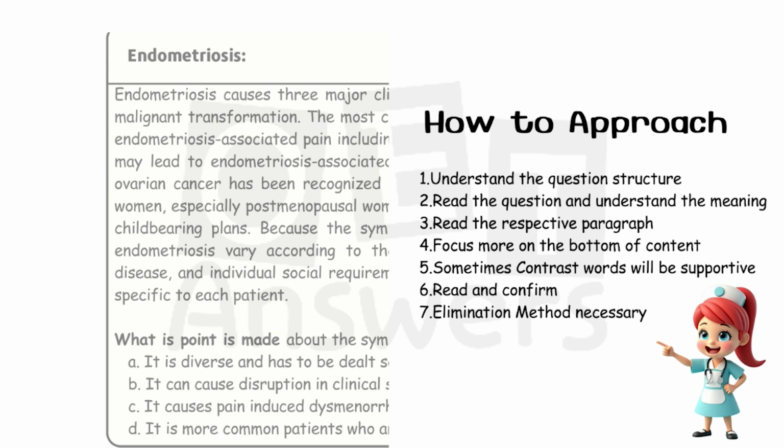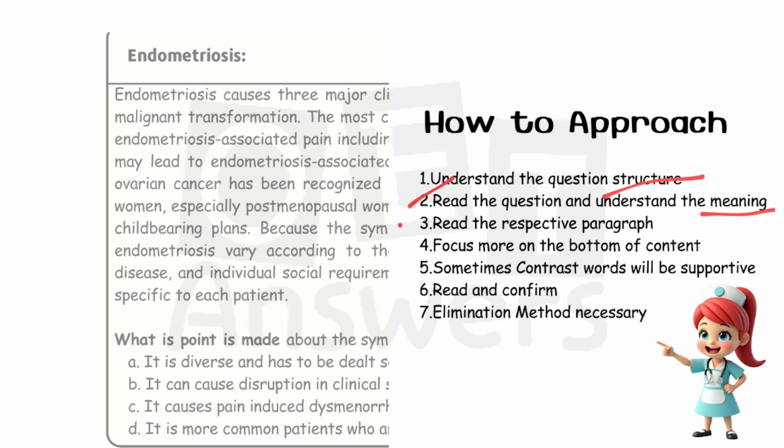First, how can you approach this type of question? First, you have to understand the structure of the question, like "What point does the writer make?" Initially on the first page we saw 3 questions, and it will be the same. Second one, read the question and understand the meaning. Immediately you have to understand the question first. What point is made means we have to look for something in this area, and made means something they have already stated. Understand the meaning of the question.